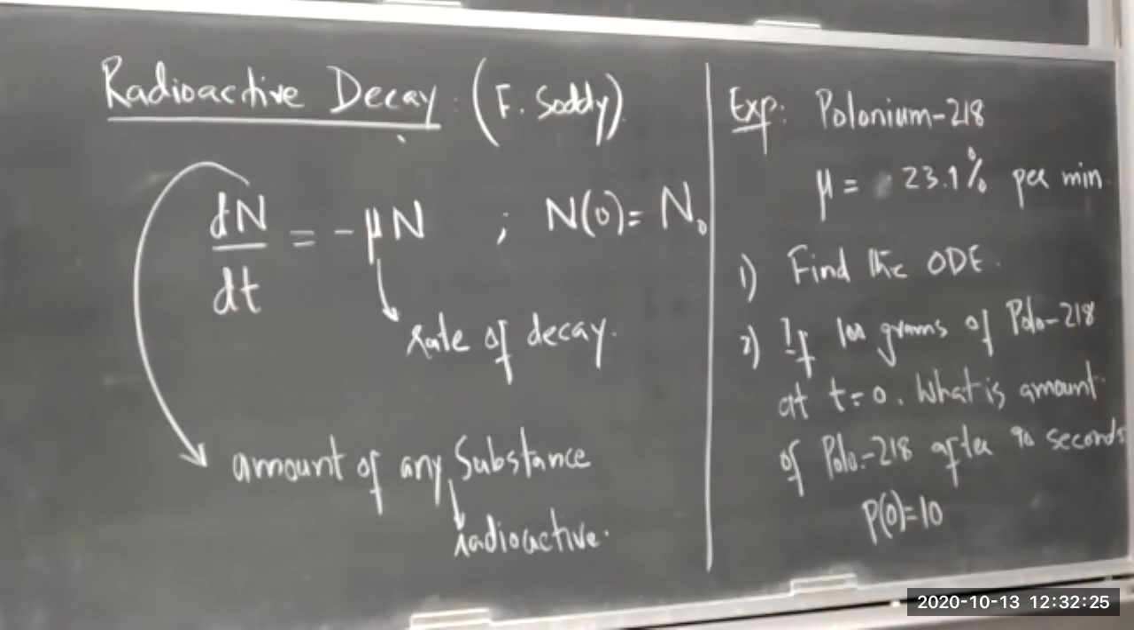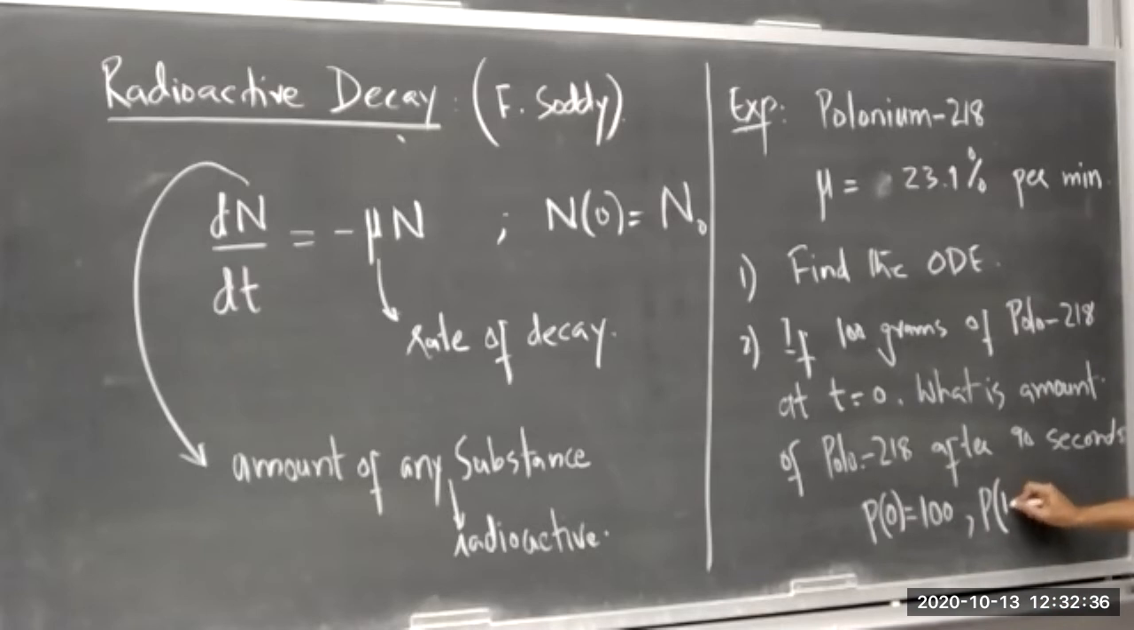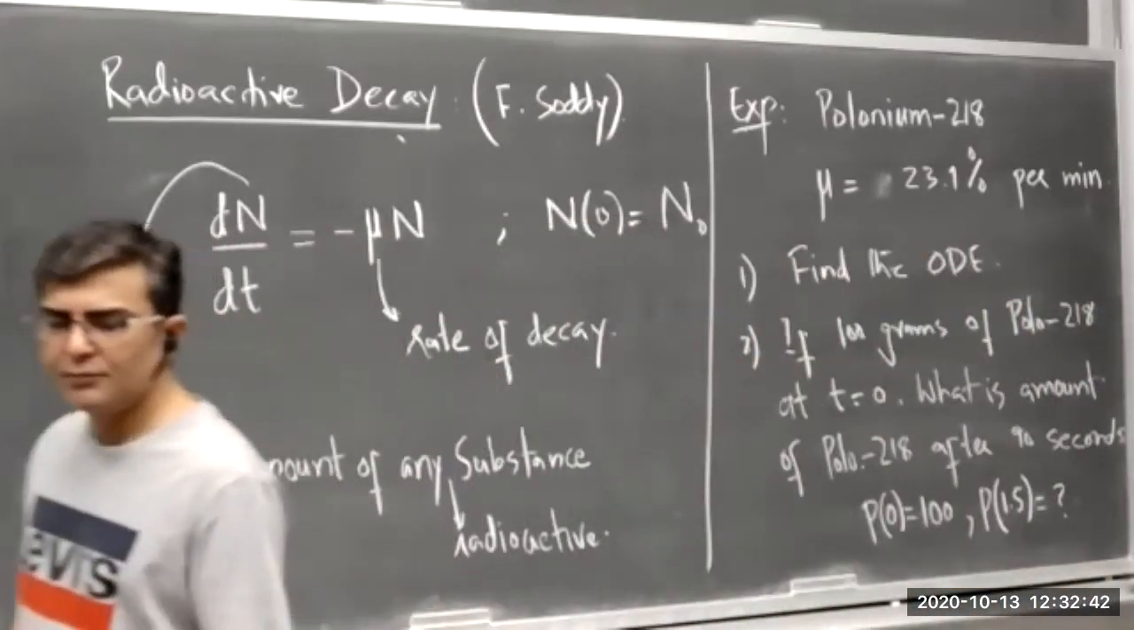It is 10 grams. Sorry, 100 grams. Okay, and what we have to compute is P at 90 seconds, or 1.5 minutes, you can say. So we have to compute polonium after 1.5 minutes. Okay, so the units of time should be the same.